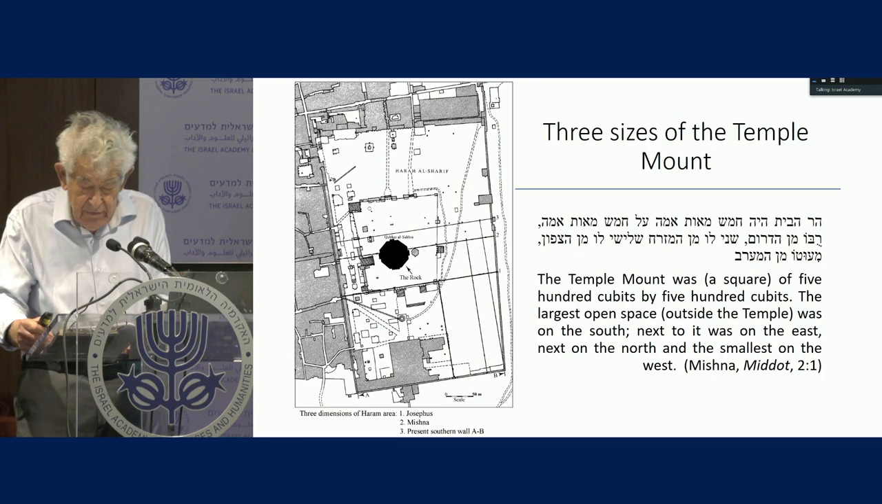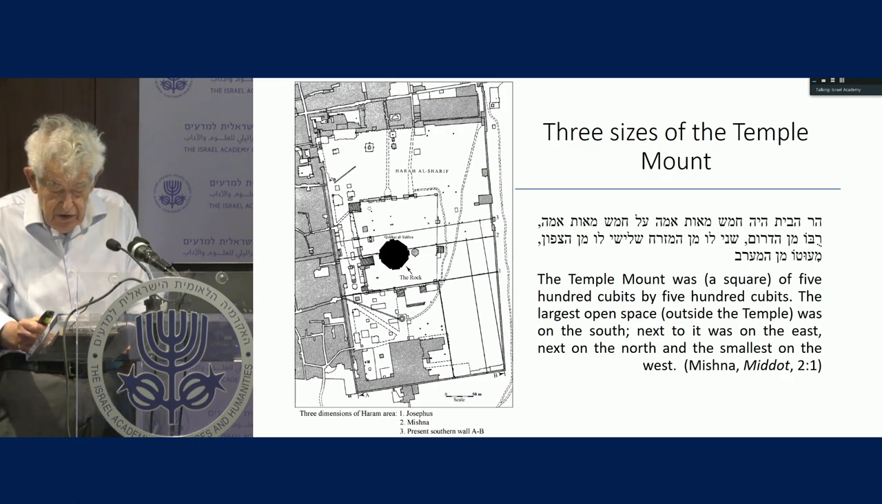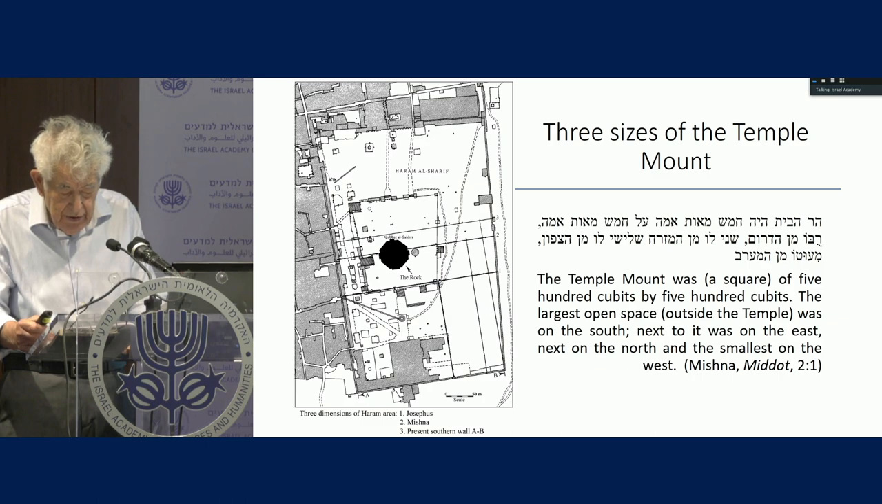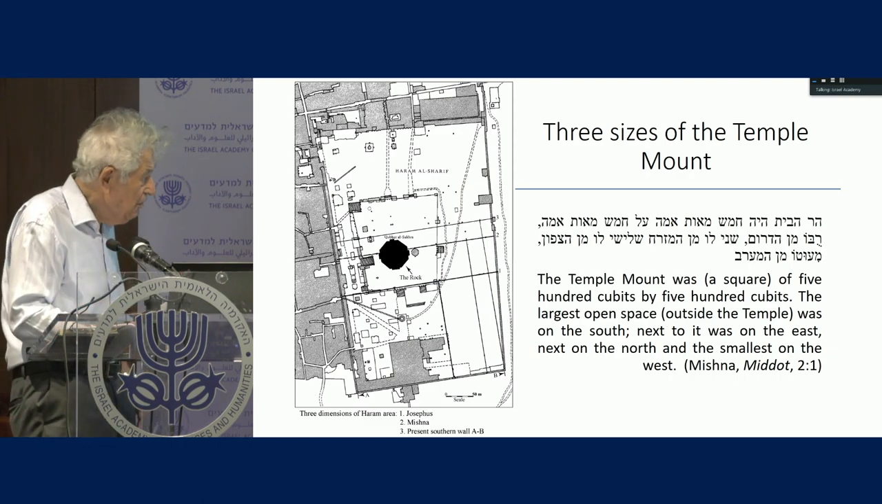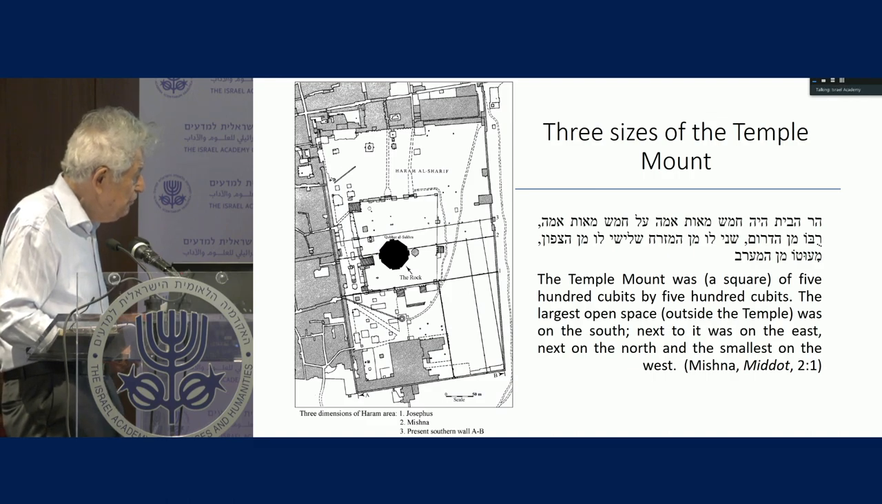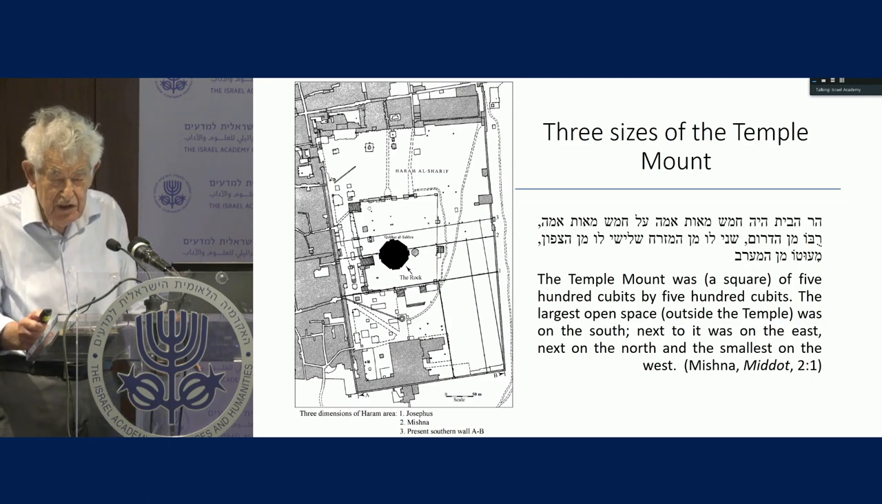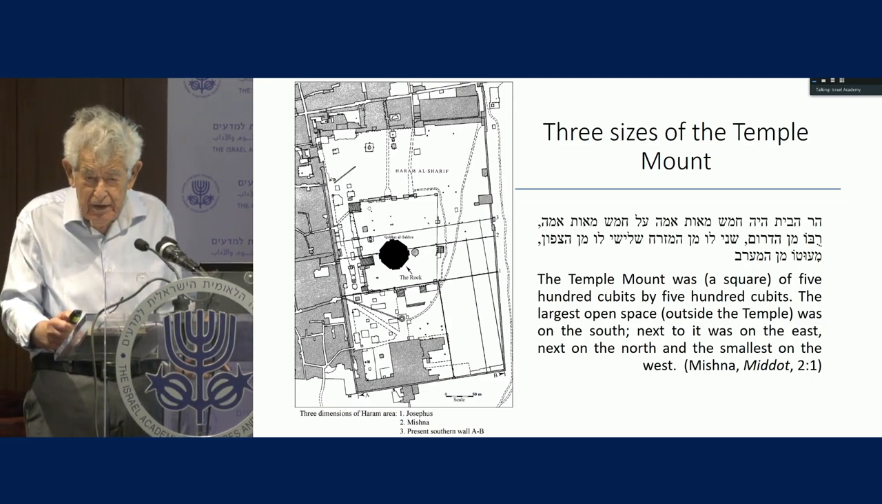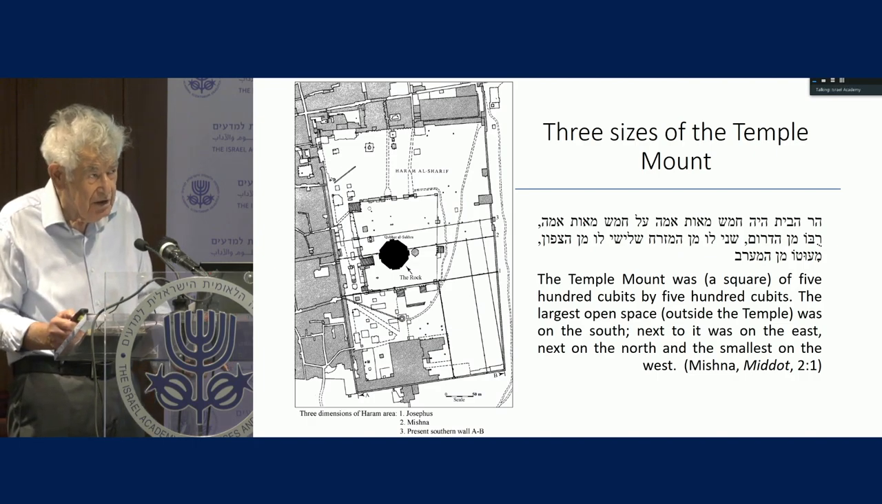In other words, the measurements of the Temple Mount, according to the sages who saw it before the destruction of the year 70, was a square of some 250 meters by 250 meters. Josephus, on the other hand, speaks about a stade by a stade, namely about 600 feet by 600 feet, or 182.3 meters by 182.3 meters.